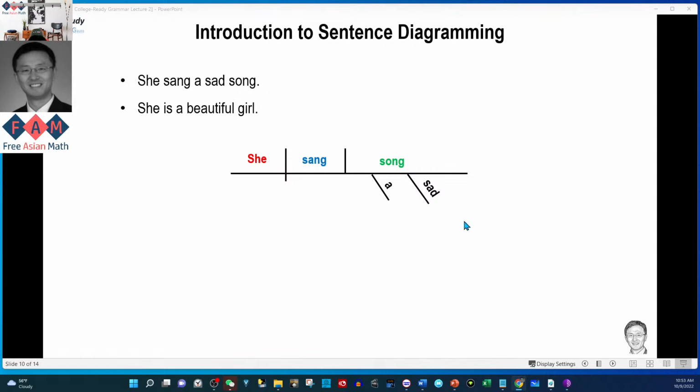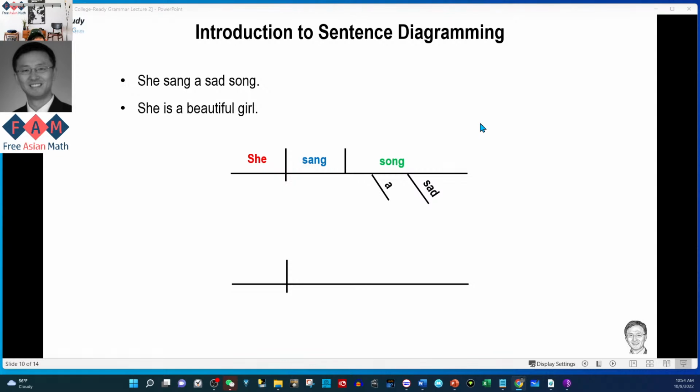Let's take a look at the second example. 'She's a beautiful girl.' Okay, again, 5 words, very simple. 'She' is the subject for sure. And look, this is different from the first sentence because now we have a be verb. Why is a be verb important? Because a be verb is not an action. She is a beautiful girl.